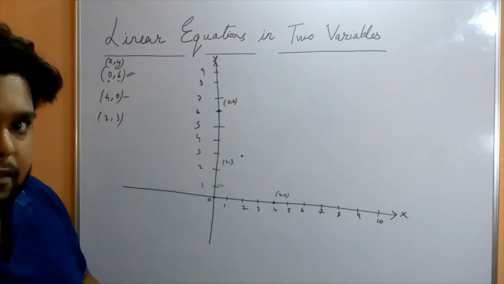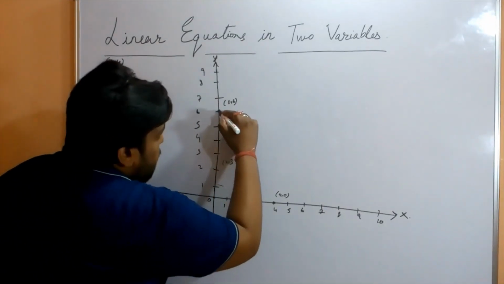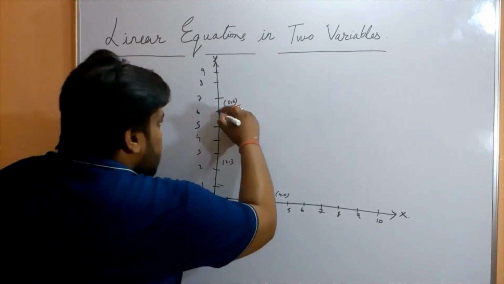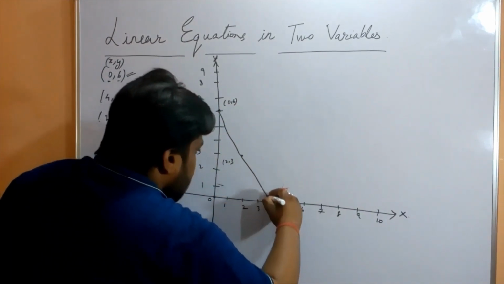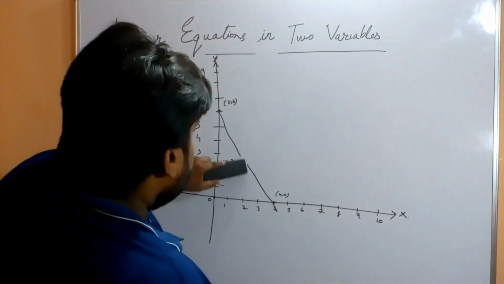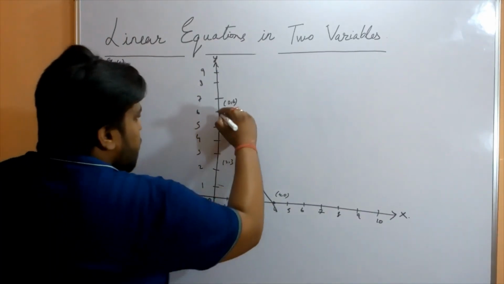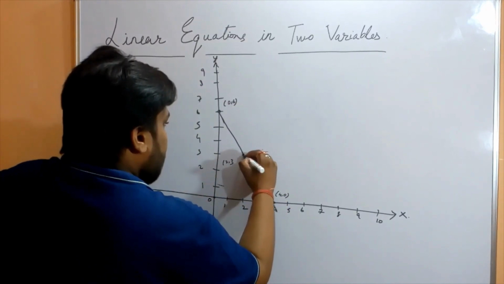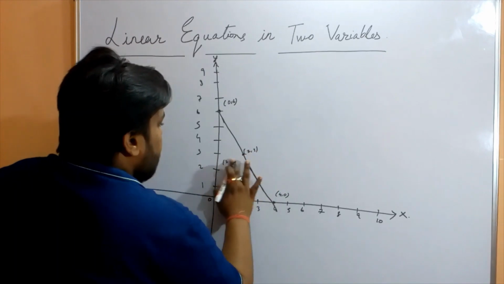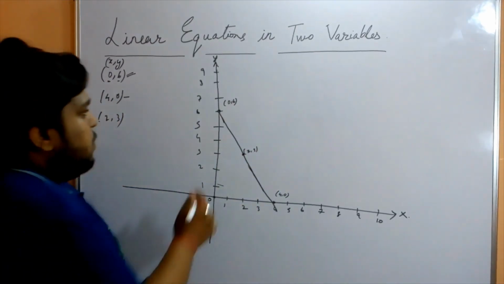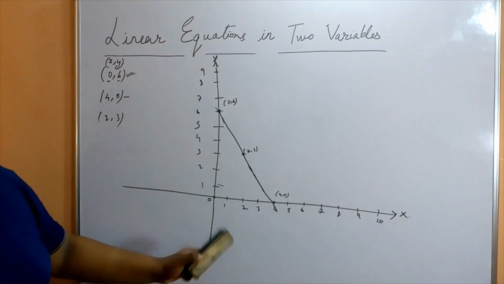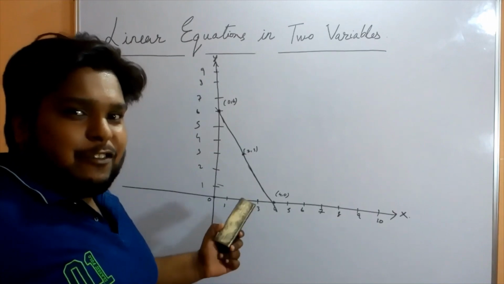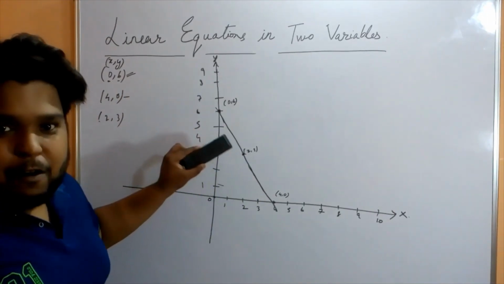After locating them, if you draw the line, if you join those locations or the dots which I have made, you will observe that this forms a straight line. Okay, I know this is not as straight as it should be, but you understood, right? So you form a straight line.